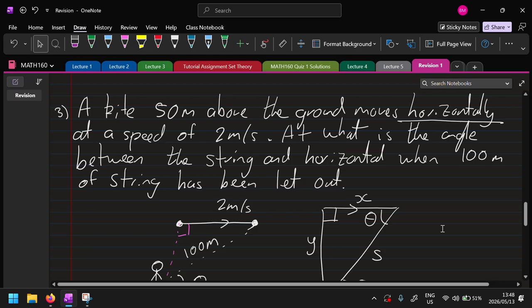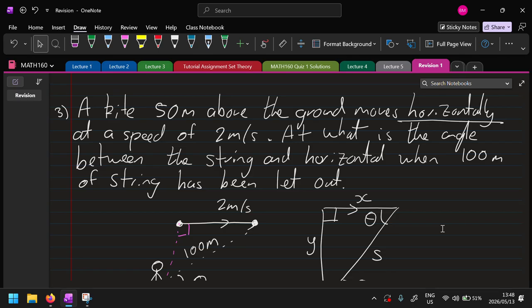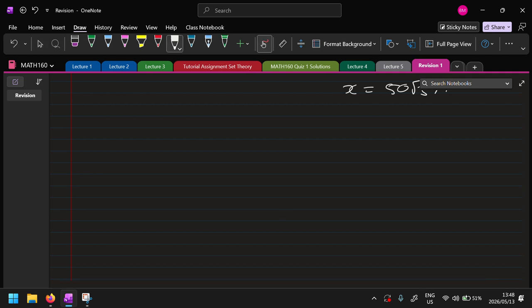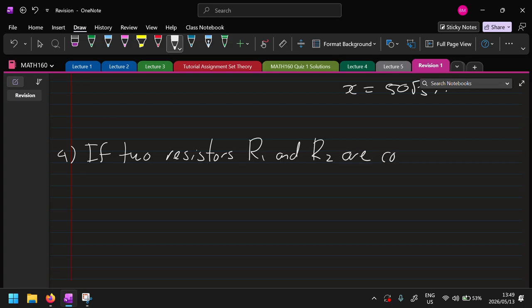All right. Any other questions? Okay. We've got one more here. If two resistors R1 and R2 are connected in parallel.